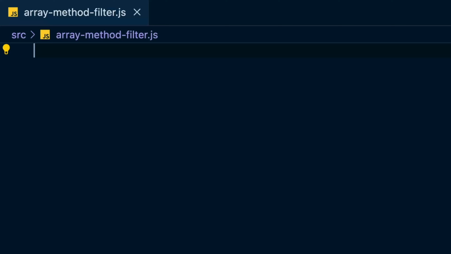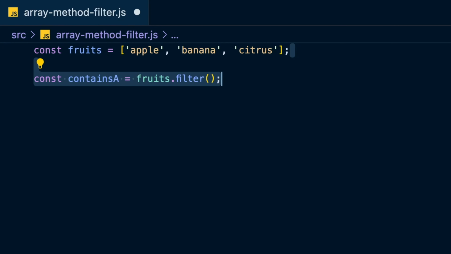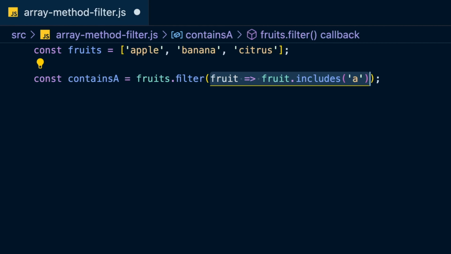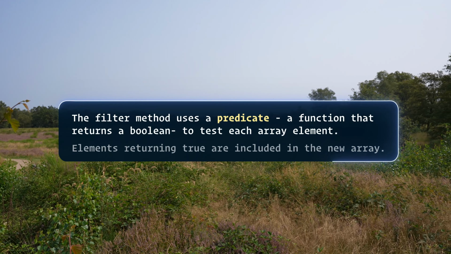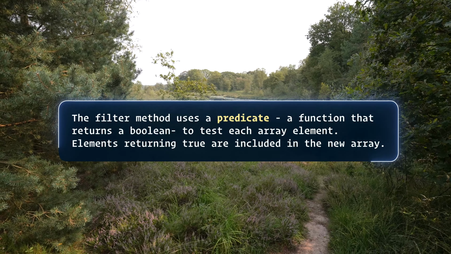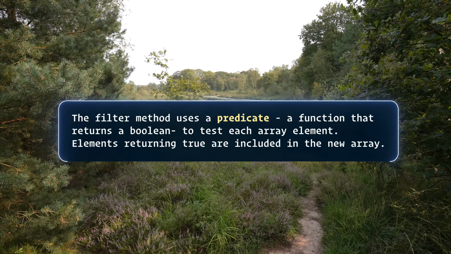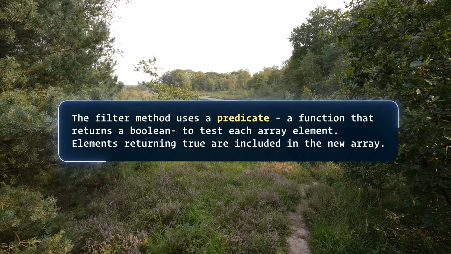Now, let's take a look at the next array method, which is the filter method. Create an array of fruits with the content apple, banana, and citrus, and then filter through your fruits to only include the fruits with the letter A. And what you're going to get back is a new array containing only the apple and the banana. The filter method takes in a special function called the predicate function. A predicate function returns a boolean that's either true or false and determines whether a given element should be included in the resulting array. And obviously filter is also immutable.